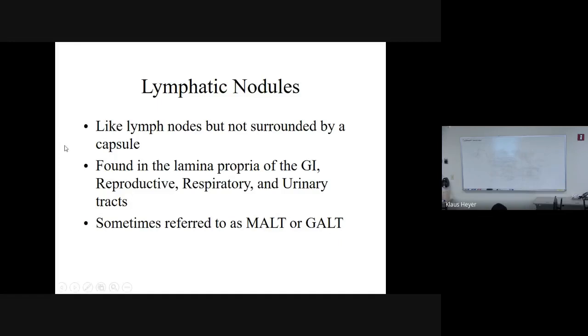So lymphatic nodules are like a lymph node, but with no capsule. They're found in the lamina propria of the GI tract. All right, so what does this mean? This lamina propria is one of the areas, so when you look at any of the tubes in your body, like the respiratory tract, you've got your trachea and so on, it's like a tube.